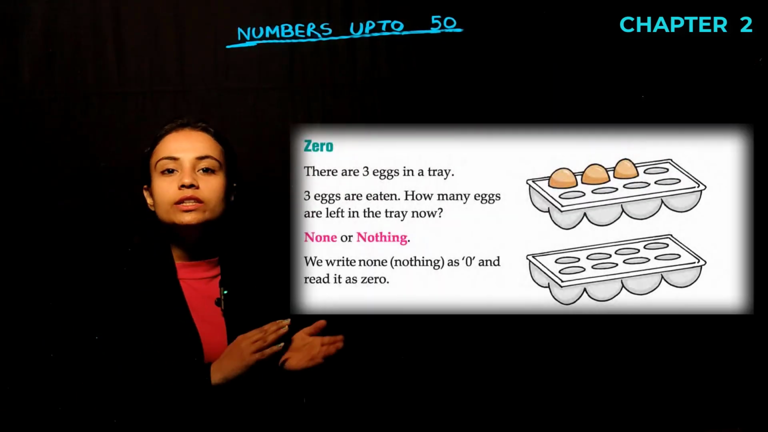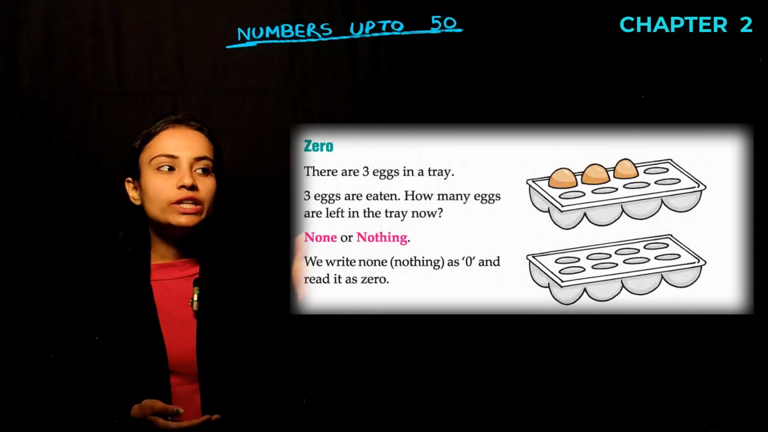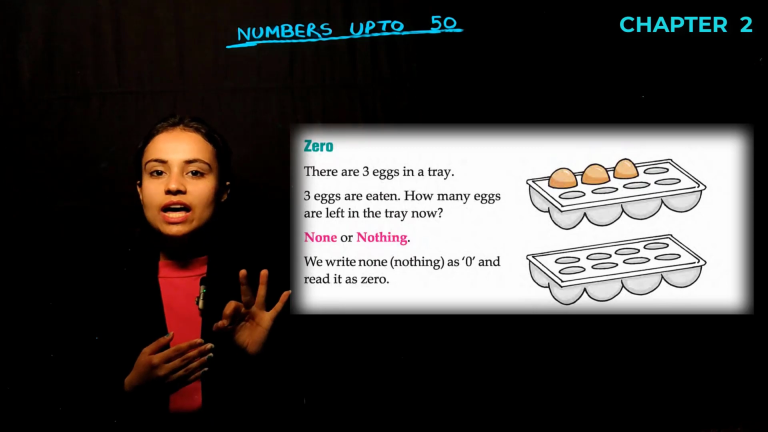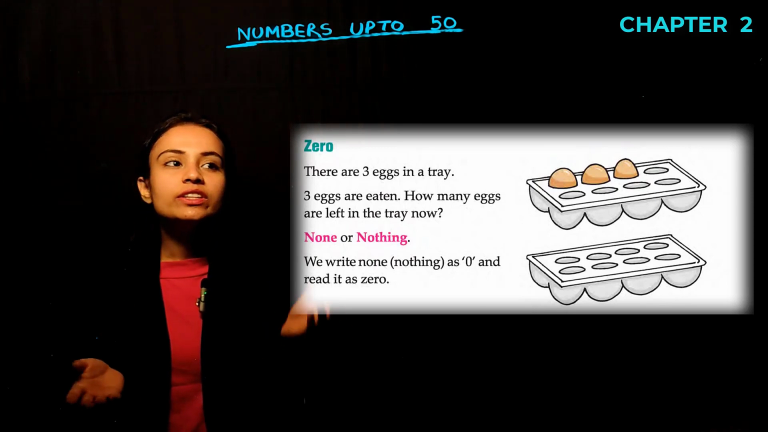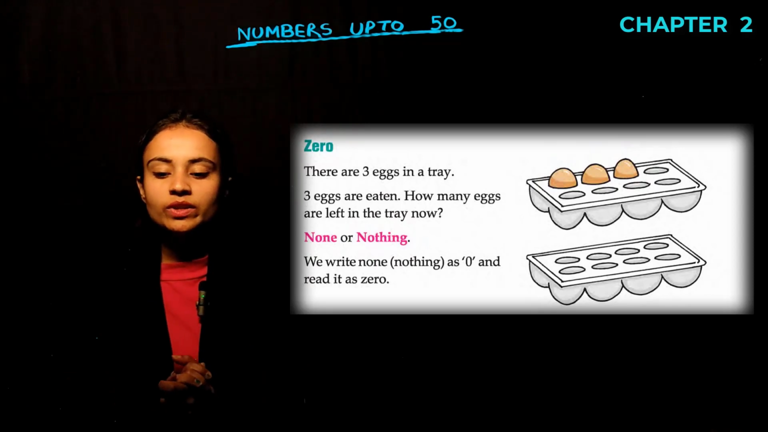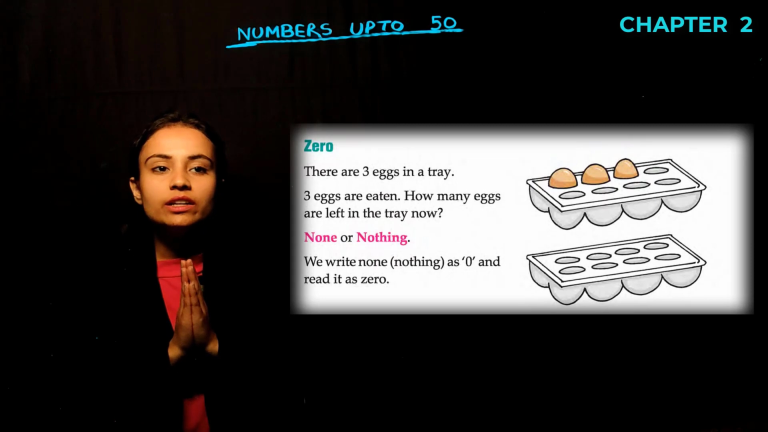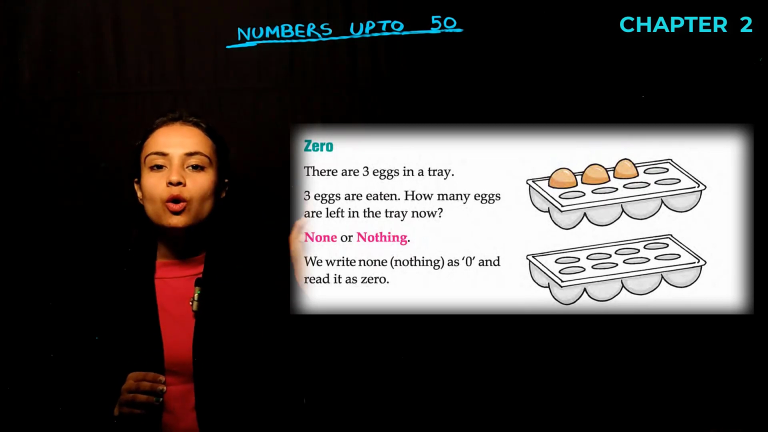Now another interesting topic is 0. There are 3 eggs in the tray. If 3 eggs are eaten, how many eggs are left in the tray now? None or nothing, we can say. So we write it as 0 and read it as Z-E-R-O, 0.